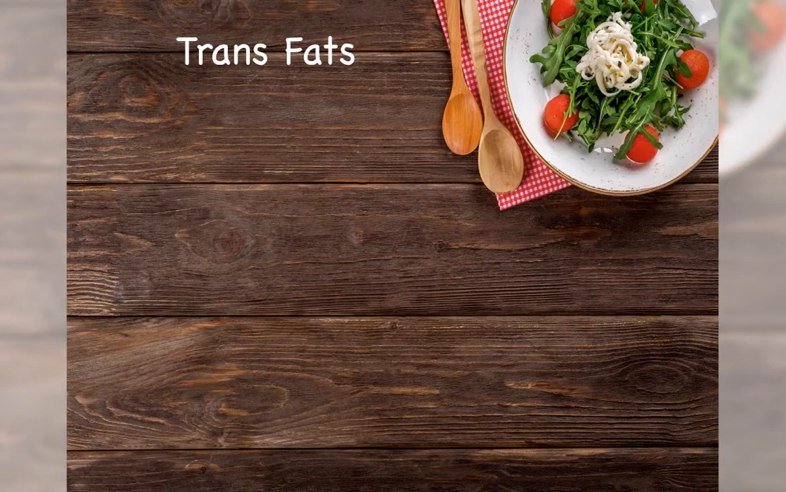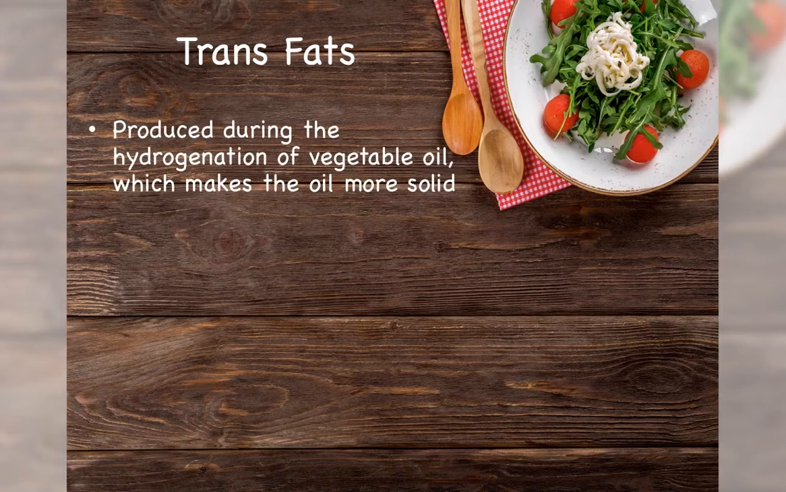The last type of fat we are going to talk about are trans fats. Trans fats are produced during a process called hydrogenation. Hydrogenation is when vegetable oil is made into more of a solid.